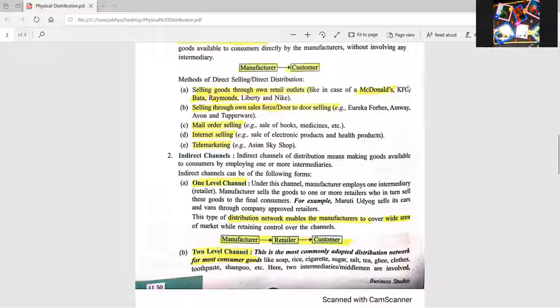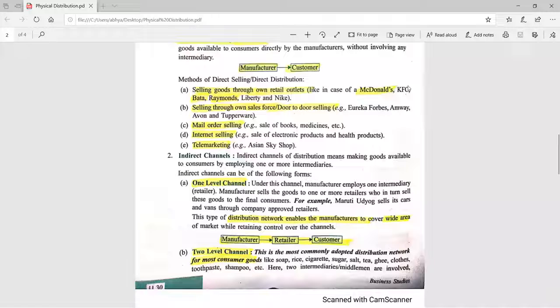Mail order selling, you have also studied this in 11th class. Sale of books, medicines, etc., in which you send a mail directly to the company or the manufacturer and they sell you the goods. Internet selling, as we have seen nowadays with online shopping, many big companies are there and even the manufacturers are selling their goods. They have created their website or other platforms with which you can directly buy products from them. Then telemarketing.